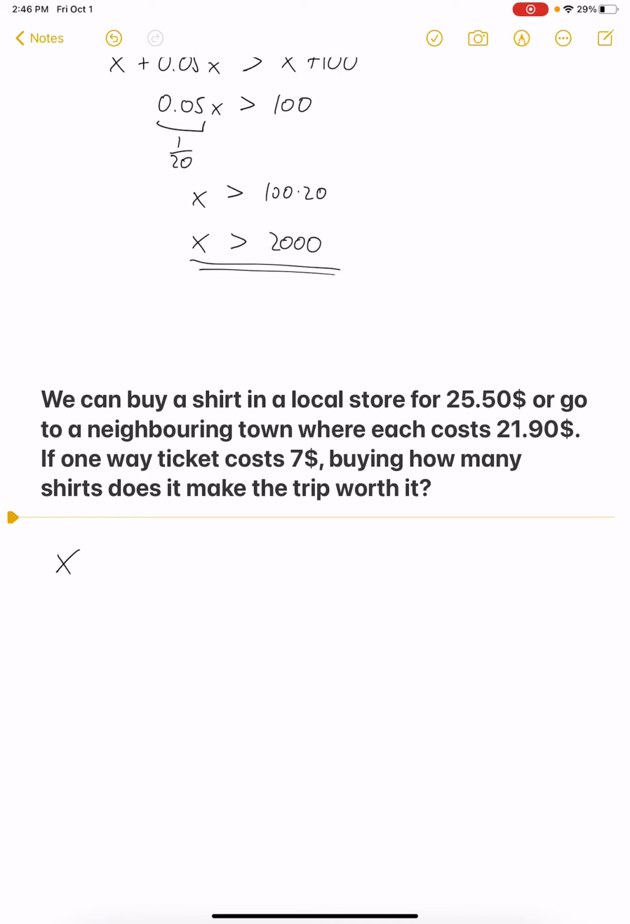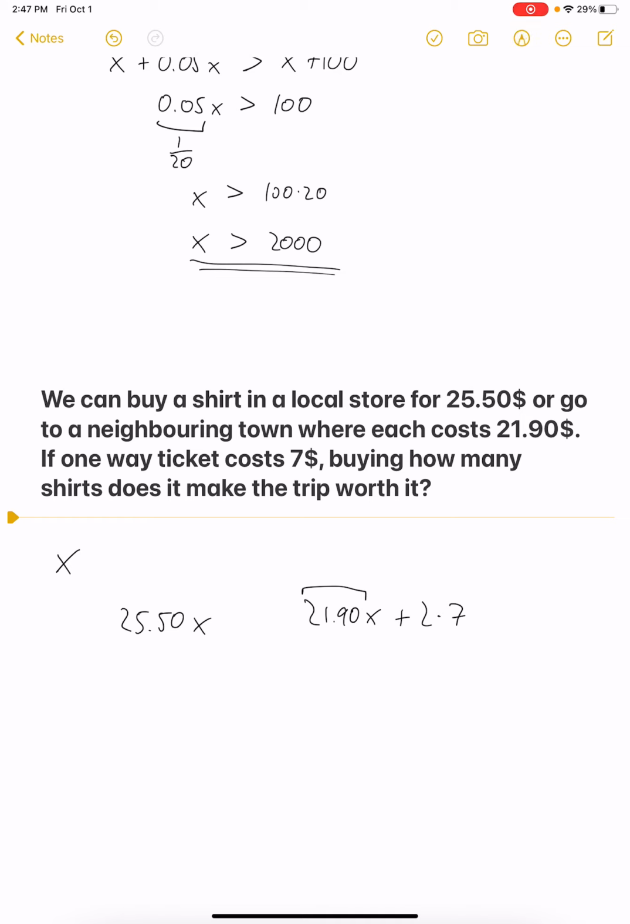In the local store, we pay $25.50 for each shirt. And so we pay a total of $25.50 times X. And if we decide to go to the neighboring town, we first have to pay $21.90X, which is $21.90 for each shirt, and X is the number of shirts we are buying. And then we have to pay 2 times $7 because we have to go to the neighboring town and back.